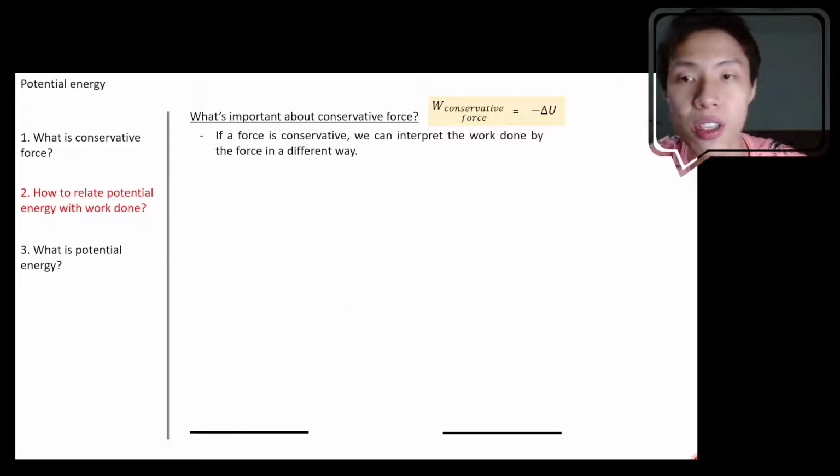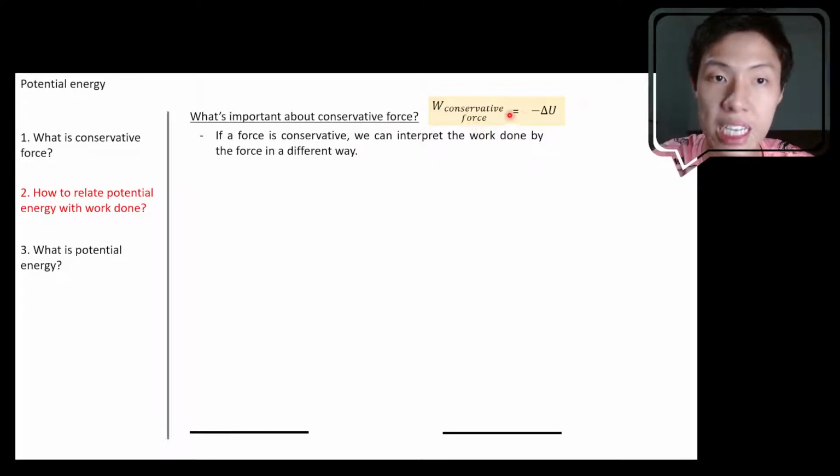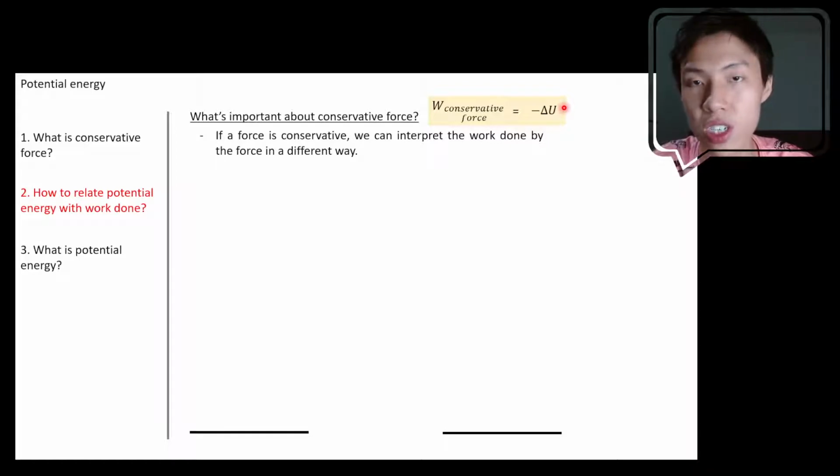In the previous video, we mentioned that if our force is conservative, we can interpret the work done by the conservative force in a different way. To be more specific, we mentioned that the work done by a conservative force is equal to the negative of the change of potential energy. We will see two types of conservative force in chapter 5.